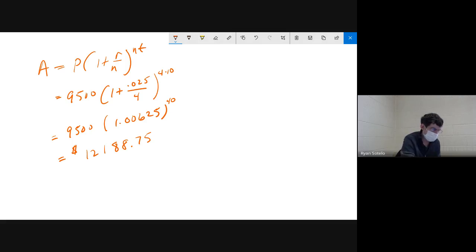The next one, I'll just leave this up. Same formula. How much is in an account after 15 years where 1,000 was initially invested at 3.2% annual interest rate, compounding monthly? So my initial amount was 1,000.